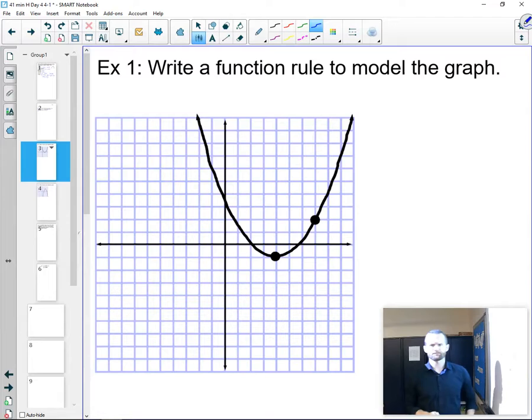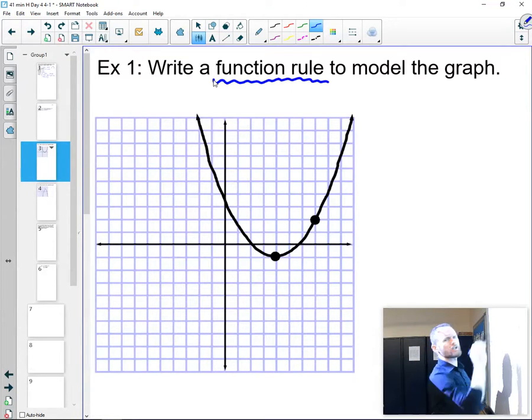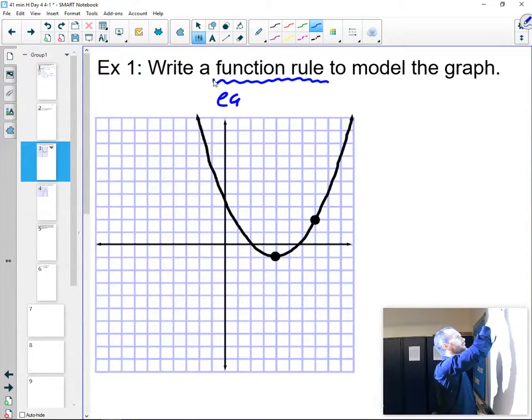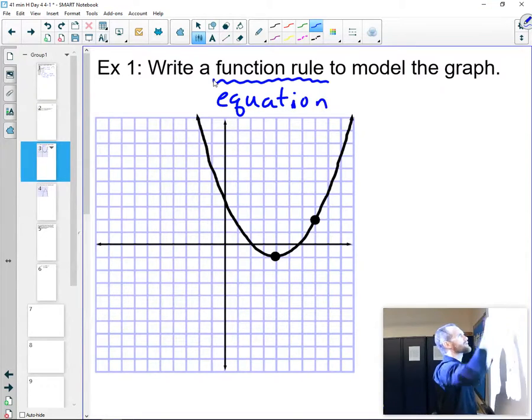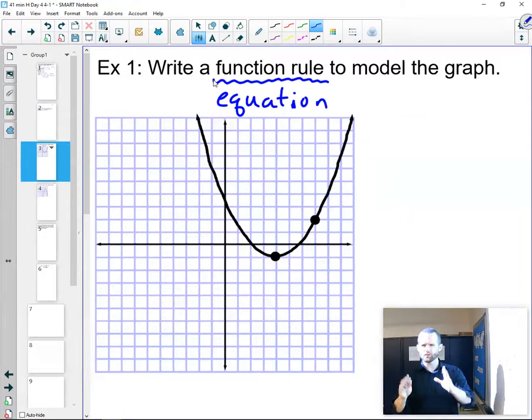So here's example 1. We have to write a function rule to model the graph. Now, the phrase function rule, in case you haven't heard that before, just means write an equation. It's a fancy term for write an equation. So if you ever hear that phrase function rule, make sure you think, oh, that's an equation we have to write.